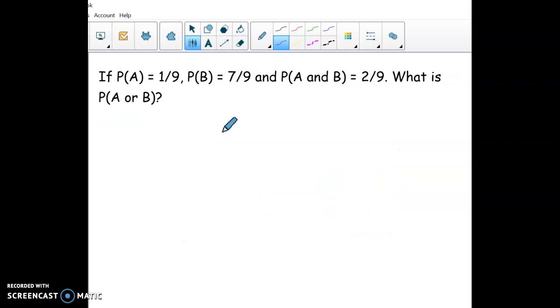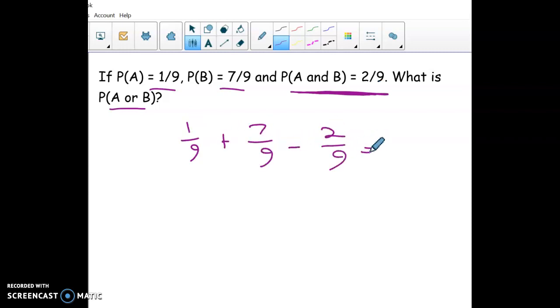All right, so here's an OR probability, and they are not mutually exclusive here. Pause the video. So for an OR, you add them together and then minus the overlap, okay? And here's your overlap right there. So I would have 1/9 plus 7/9, and then I would minus off 2/9. So that would be 8/9 minus 2/9. That would be 6/9 chance in this particular example.